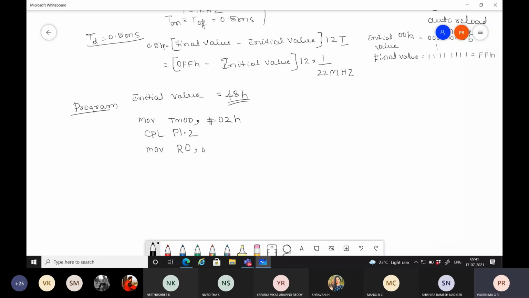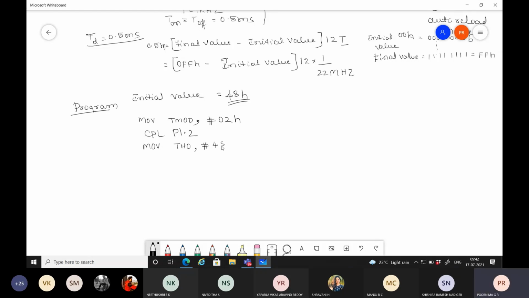multiple delays. If you want repeatedly, you can provide. Otherwise, you need not go for 5 times. If you need to generate and you have to turn off, you can go for this. Otherwise, it is not necessary to put it in a loop also. Looping technique need not be adopted. Then MOV. Since it is mode 2, which register is to be placed with the initial value?